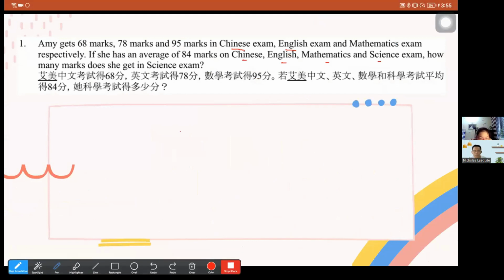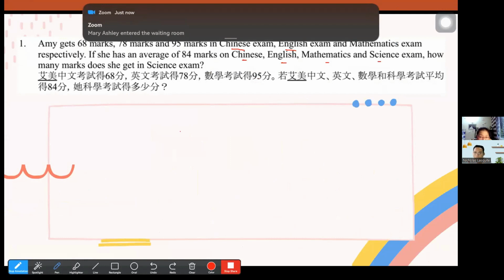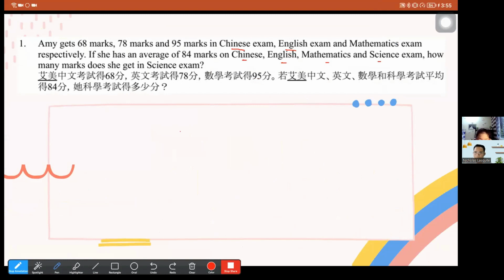Okay, so the question here is Amy gets 68 marks, 78 and 95 marks on Chinese, English, and mathematics exam. If she has an average of 84 marks, how many marks does she get in science exam? So what do you think is the answer? If she has an average of these four, Chinese, English, mathematics, and science, so that would just be simply 84 times 4, right?